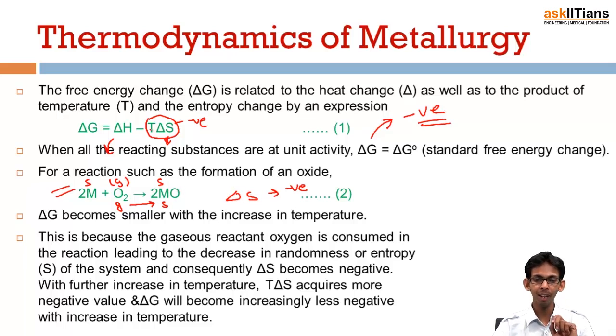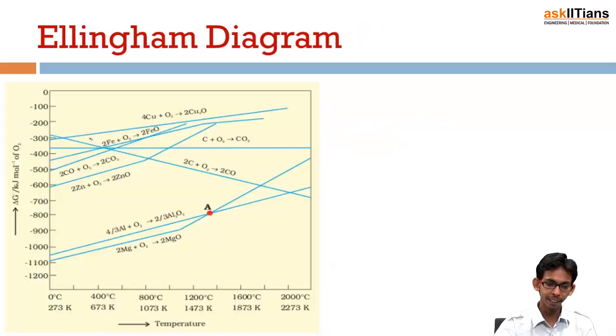That means delta S is negative. And if delta S is negative, then minus T delta S becomes positive, and delta G would be positive. If the temperature is increased, delta G will become more and more positive. So we get a slope like this. This is delta G. Here it is 0, and below this it is negative. As I increase the temperature, the value of delta G becomes less and less negative. It goes upward towards 0 and then becomes positive.